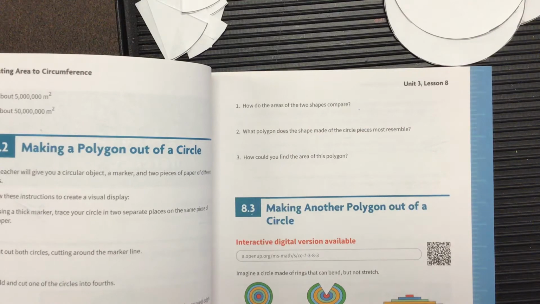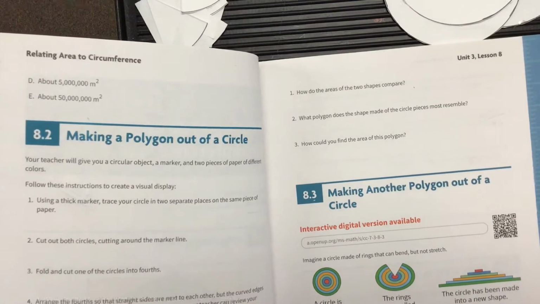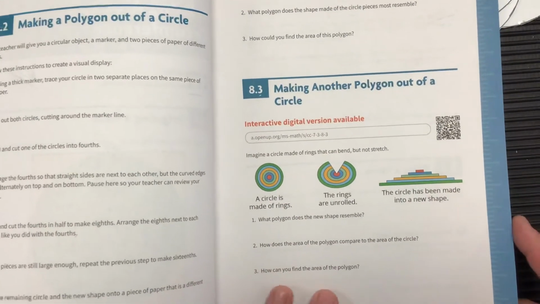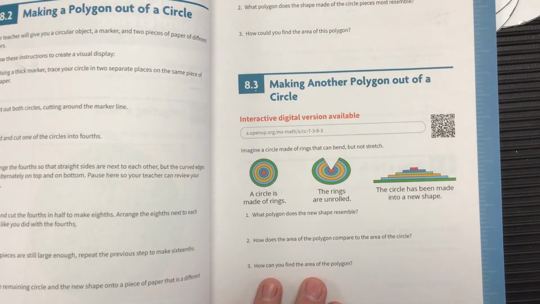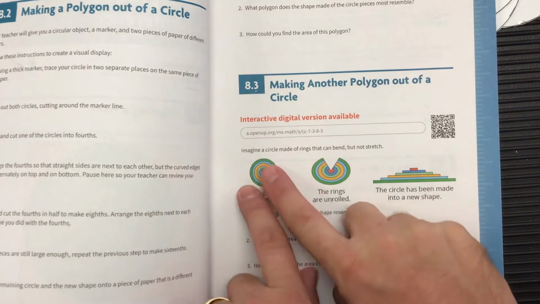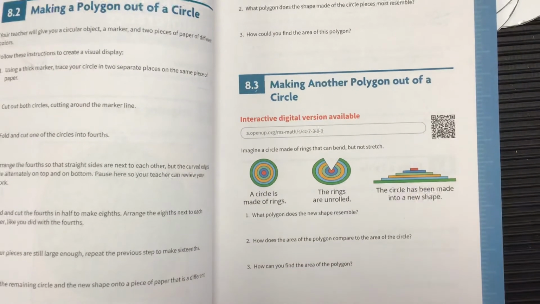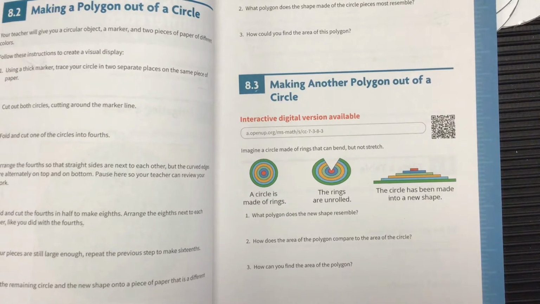All right, question 3. Imagine a circle made up of rings that can bend but not stretch. What polygon does a new shape resemble? So if you just pulled this ring apart, what shape does that resemble? A triangle, yes, a triangle. Write that down.